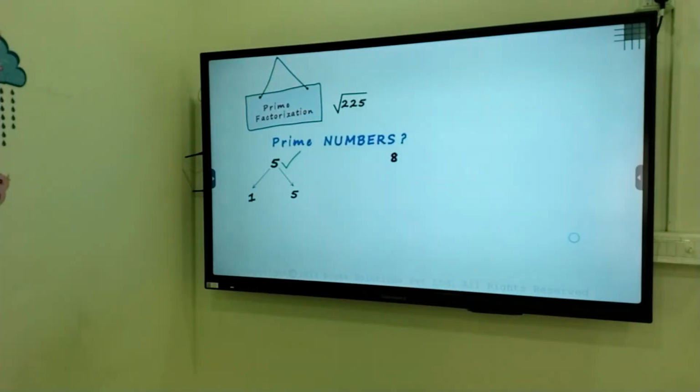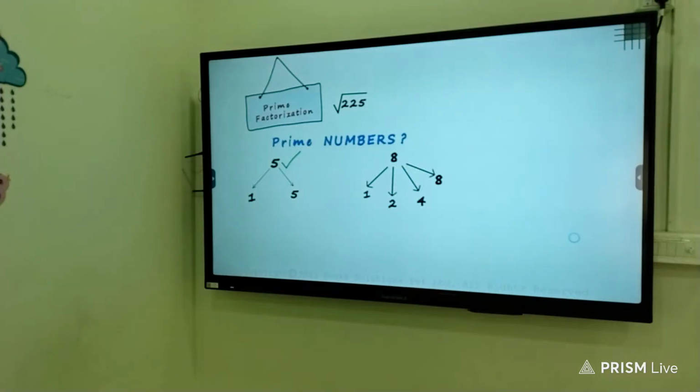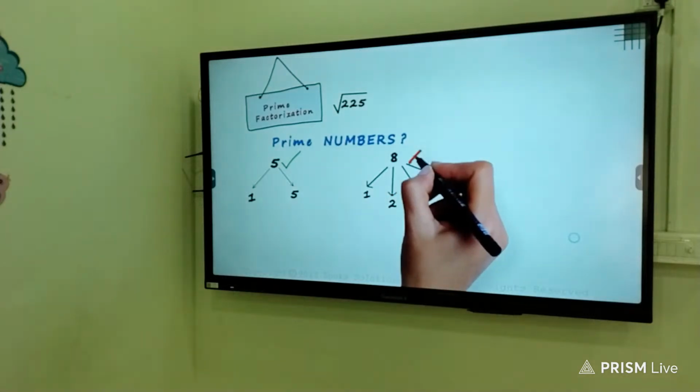Let's consider 8. 8 is divisible by 1, 2, 4, and 8. Apart from 1 and itself, it's also divisible by 2 and 4. Hence, it's not a prime number.